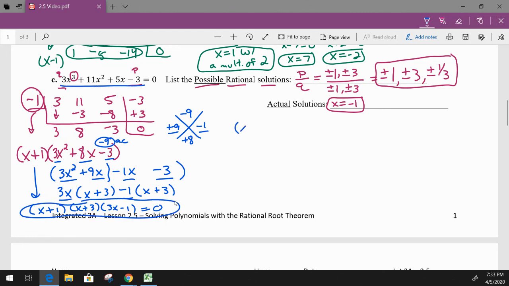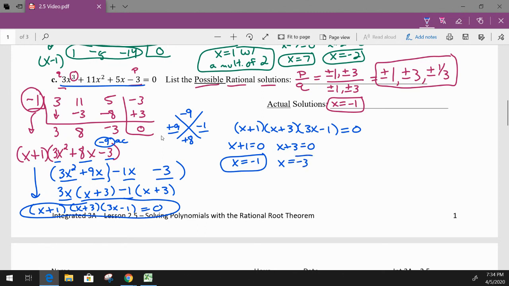So if we write this now, it's called factored form. This is now factored form. If we were to set each factor equal to 0, which we really don't have to do with the first one since we already had that negative 1 there, but just so you understand how those are connected. That negative 1 comes from a factor of x plus 1, and that x plus 1 is a factor of the entire polynomial. But then we also have a factor of x plus 3, which, if we set that equal to 0 and subtract 3, we get x equals negative 3.